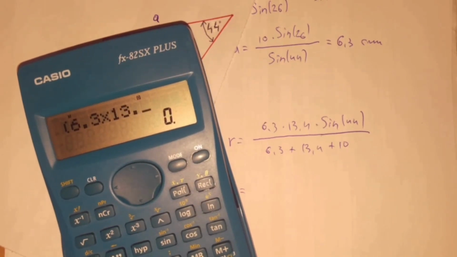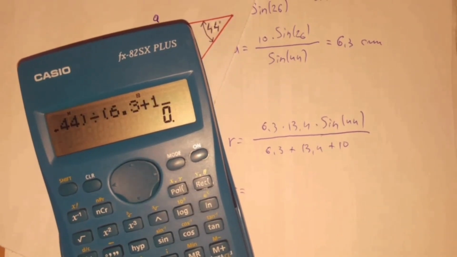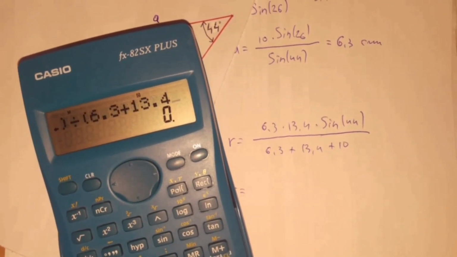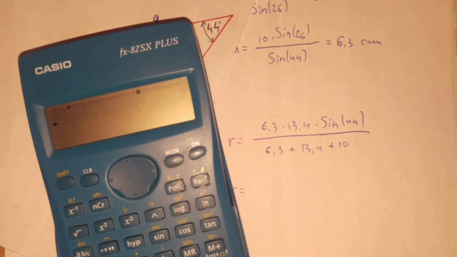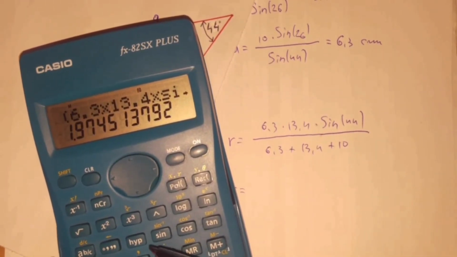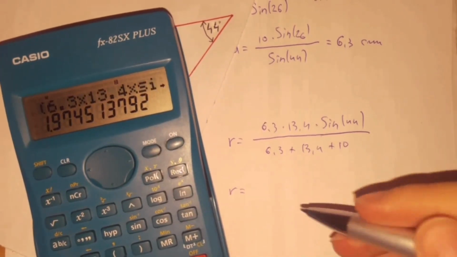Times 13.4 times sine of 44. Divide all of that by 6.3 plus 13.4 plus 10. As you can see, this is almost 2 centimeters, so I will round the answer to 2.